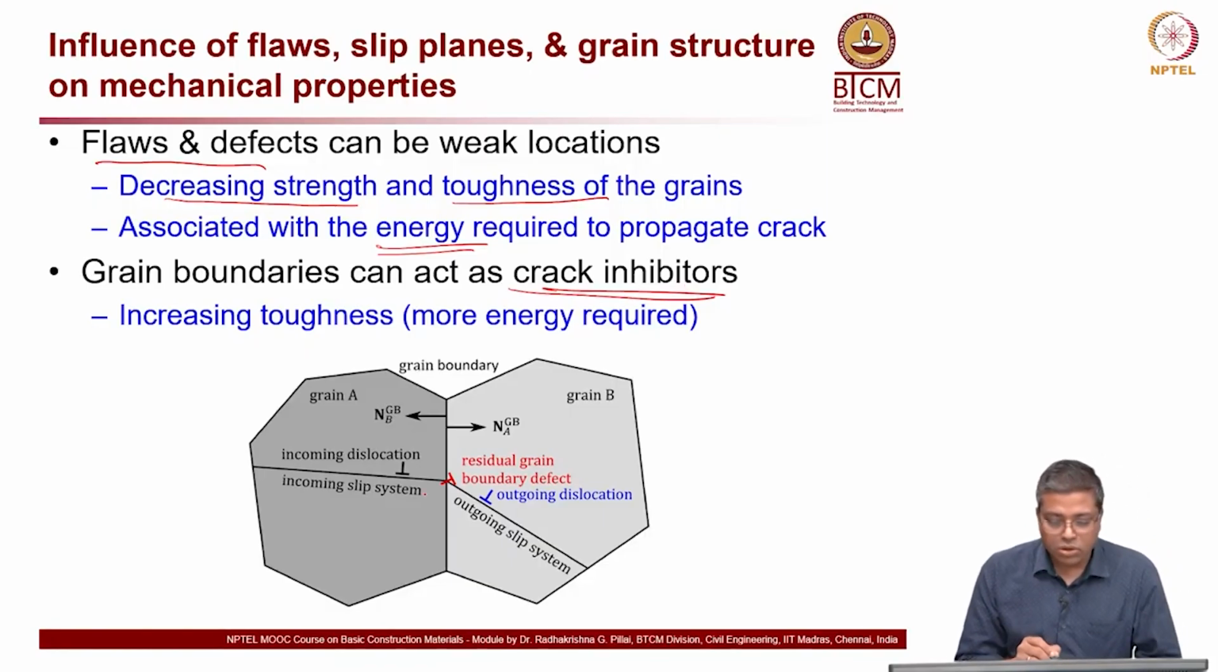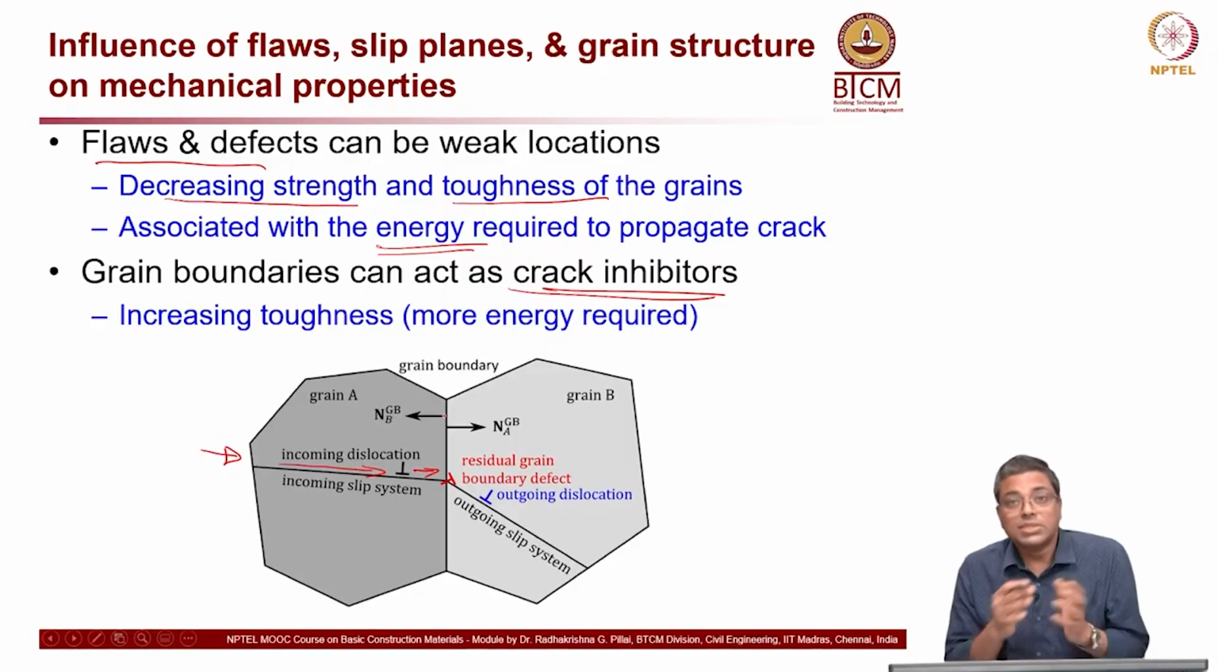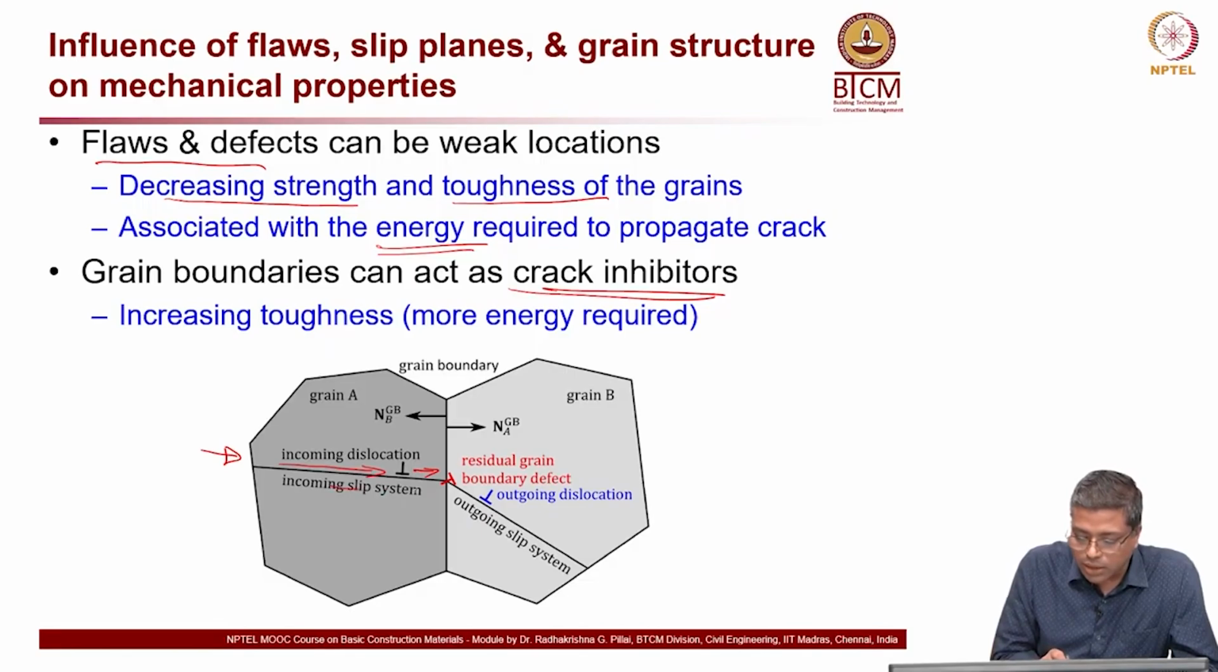So, let us look at this drawing here at the bottom. This again I got from the internet, but you can see here there is an incoming, you see this perpendicular sign here. If the force is applied like this, there is an incoming dislocation. This dislocation will keep moving towards the right, and at the grain boundary there will be some stress release, because the alignment is not the same on the left side and on the right side. On the right side the alignment is slightly different.